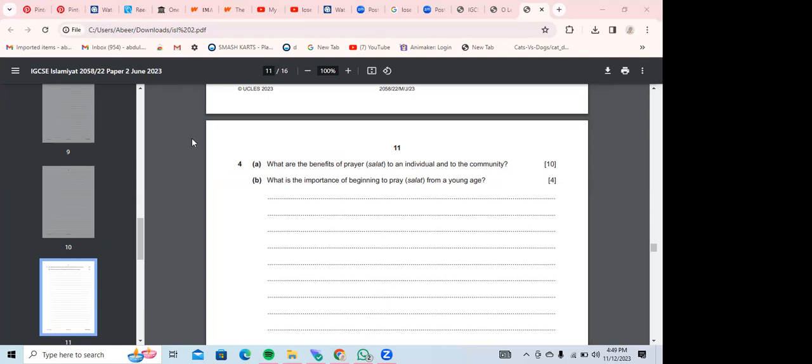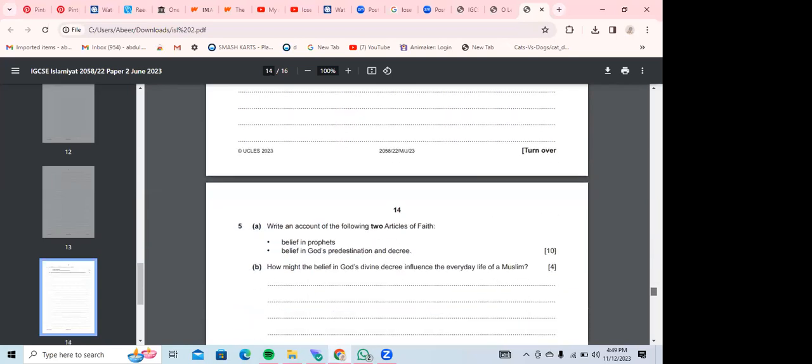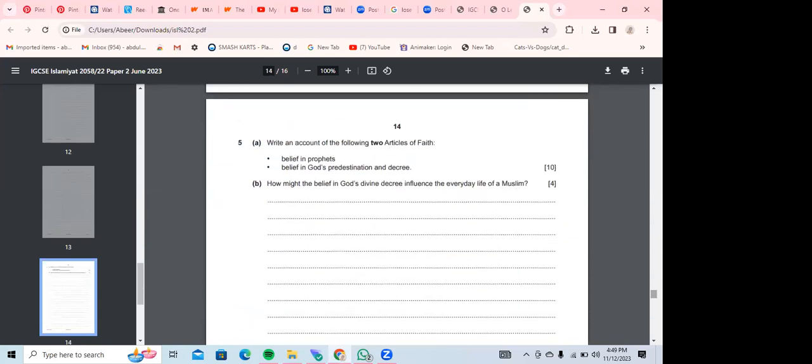Okay. So moving forward from question number 4 to the last question, question number 5. Write an account of the following two articles of faith: belief in the prophets, and belief in God's predestination and decree. Okay, you have to tell both of the things.